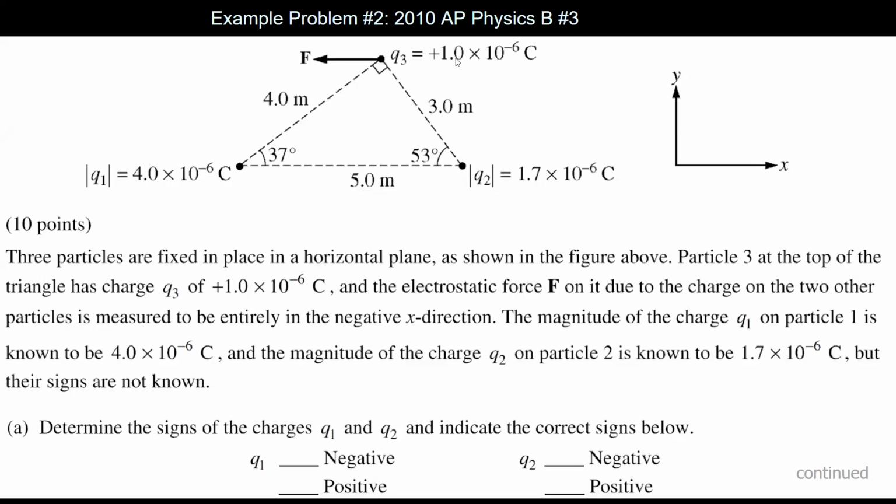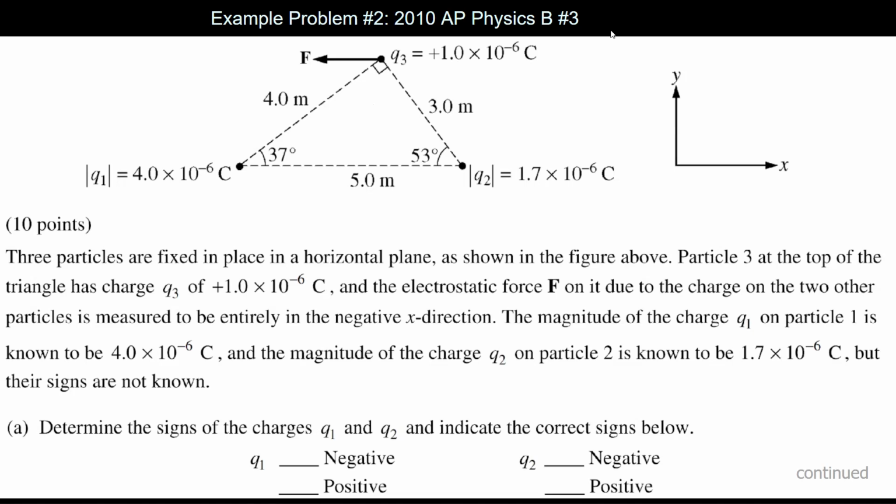An example in AP Physics would be this kind of problem where you have a bunch of things on a triangle, and you are trying to find the electric force between those. So here, we know what the net force on Q3 is, and our job is to figure out what this means for Q2 and Q1. Determine the signs on the charges Q1 and Q2, whether they are negative or positive.